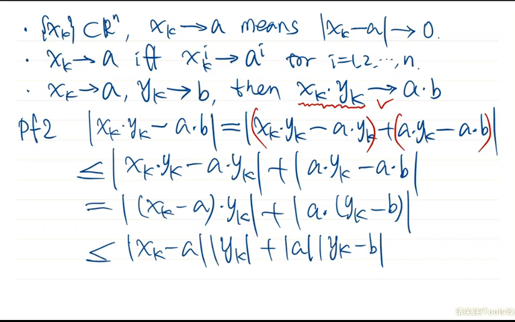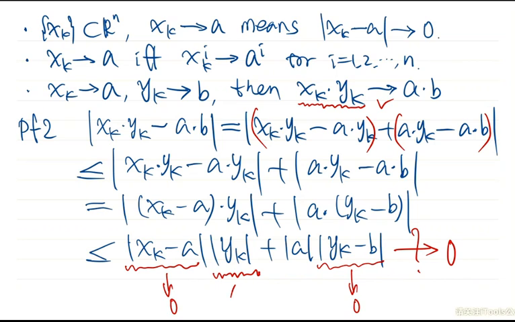So now xk converges to A and yk converges to B. Therefore, this term goes to 0. This term also goes to 0. Can we deduce that this goes to 0? Can this be true? It depends on whether the norm of yk is bounded. If this is bounded by some r, then this is true.